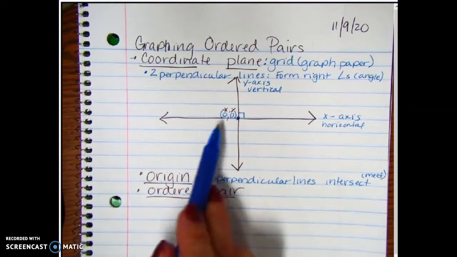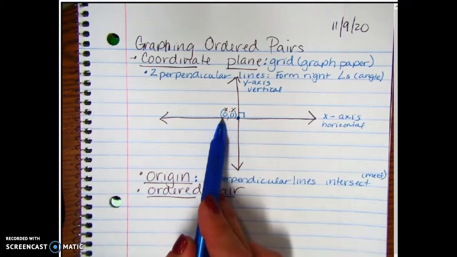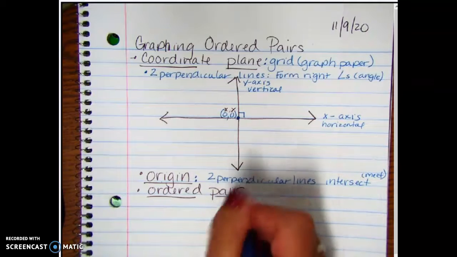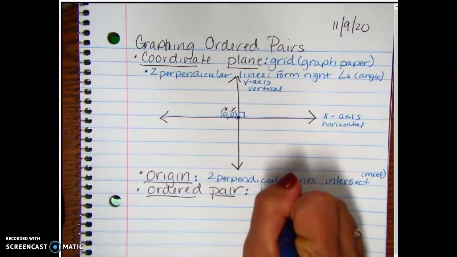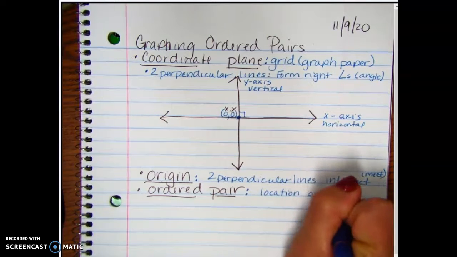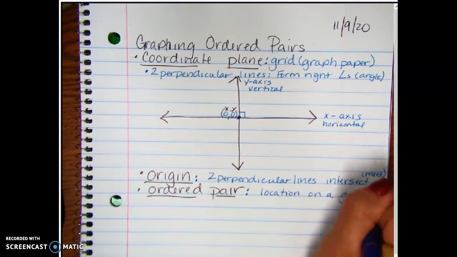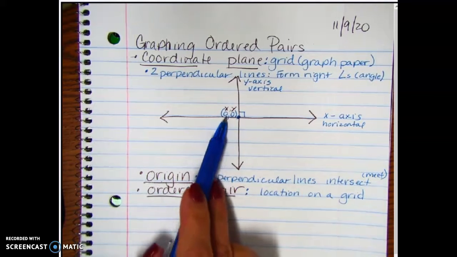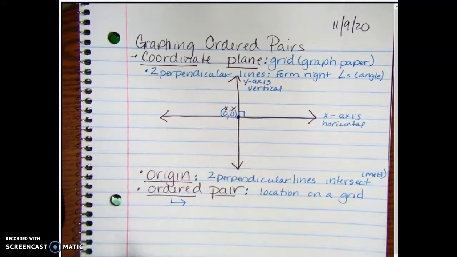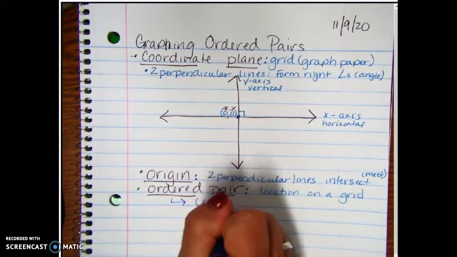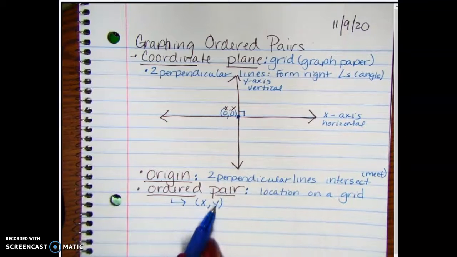And this here, see this lovely little parentheses, number, comma, number, parentheses? We call that an ordered pair. That is the location on a grid. So, the location of the origin is 0, 0. Order is very important with an ordered pair. It is x, then y. So the order, x, y, just like the alphabet. And here's a pair. There's two numbers. So that's an ordered pair.